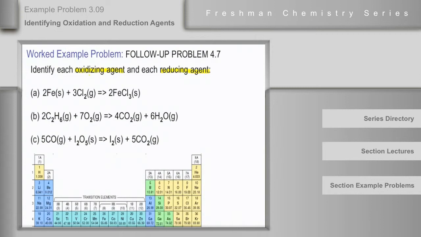If it gets electrons, its oxidation number will decrease. So we can say that the oxidation number for oxidizing agents decreases. And conversely, the reducing agent will be the thing that gives up electrons, so its oxidation number will increase. So let's look at reaction A, and first of all we will assign oxidation numbers to the reactants and the products and look at how they change.